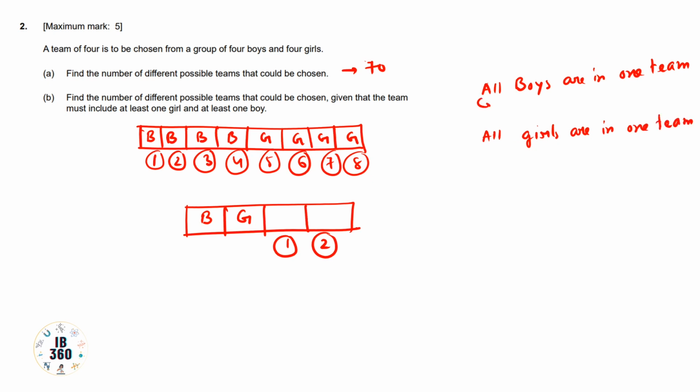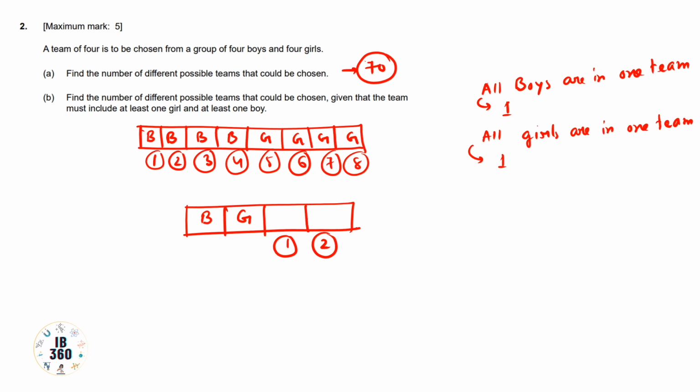The possible team that can be formed by all the boys in one team is 1, and the possible team that can be formed by all the girls in one team is 1. So if we deduct from 70, which is the total number of possible teams that can be formed, all boys in one team and all girls in one team, then we will find out the number of teams that must include at least one girl and at least one boy.